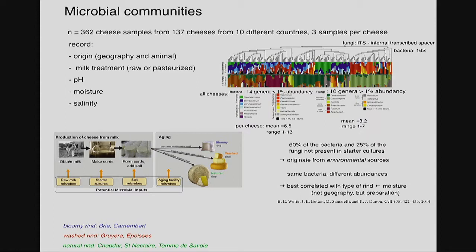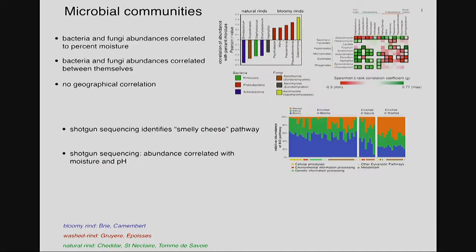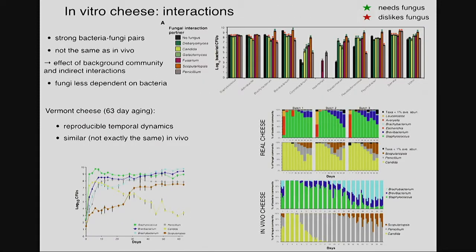And per cheese, they found about 6.5 bacteria and 3.2 fungi. So basically what this is saying is that there's a lot of diversity even in something as simple as cheese. I'll skip this, just to say that they can then figure out interactions between the bacteria and the fungi, and they can build fake cheese and reproduce how the interactions evolve. But as you see from this, what you need in general is some measure of diversity. You need to be able to put some number on what is diversity.